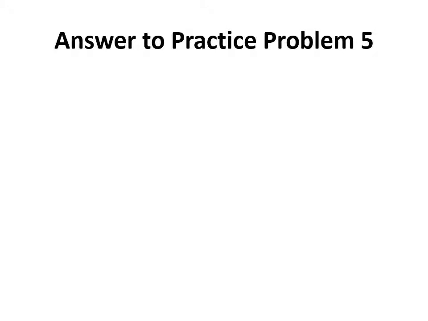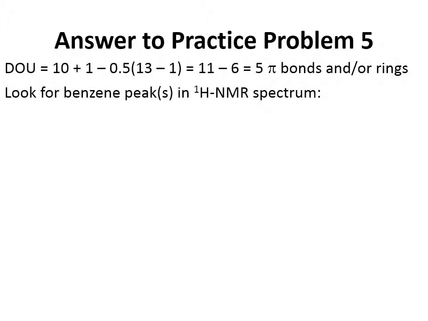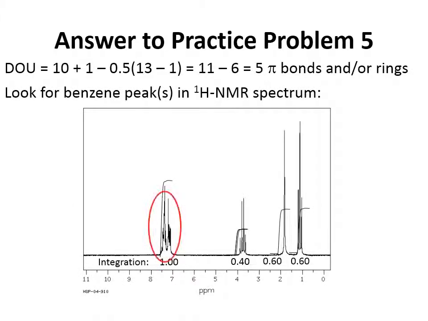Well, first we calculate the DOU, which is 10 plus 1 minus a half of 13 minus 1. So we have 11 minus 6, or 5 pi bonds and/or rings. That's a DOU greater than or equal to 4, so we automatically look for benzene peaks in the proton NMR spectrum. And there they are, we found it. So there's a benzene ring present in this structure. We draw that down immediately.